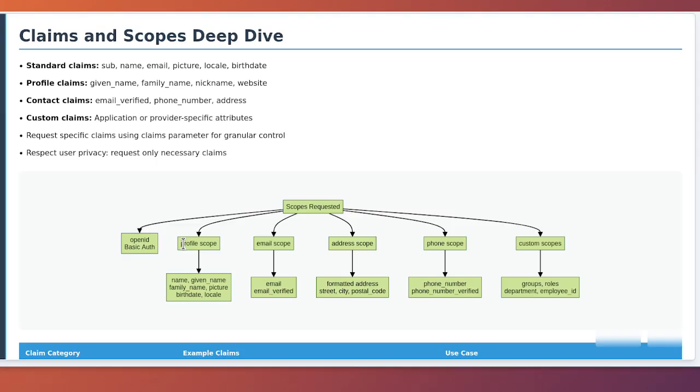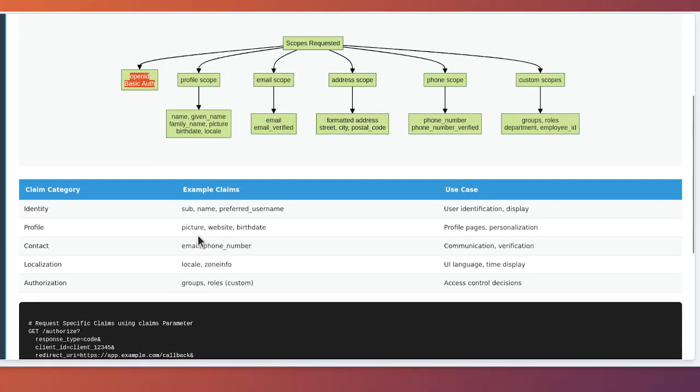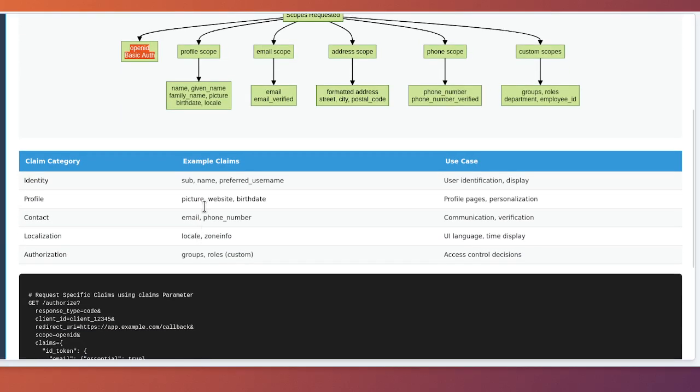Understanding the full breadth of available claims and how to request them effectively is essential for building robust OpenID Connect integrations. Standard claims defined by the OpenID Connect specification cover a comprehensive set of user attributes. The subject claim, abbreviated as sub, uniquely identifies the user at the OpenID provider. This identifier is stable and never changes for a given user, making it suitable as a primary key for the user in the application's database.